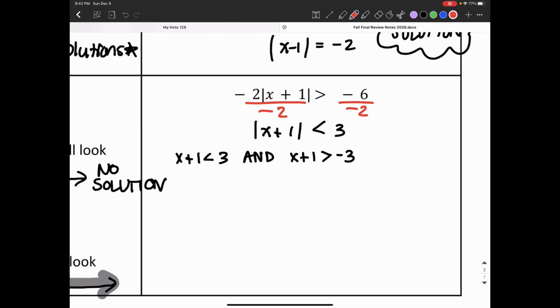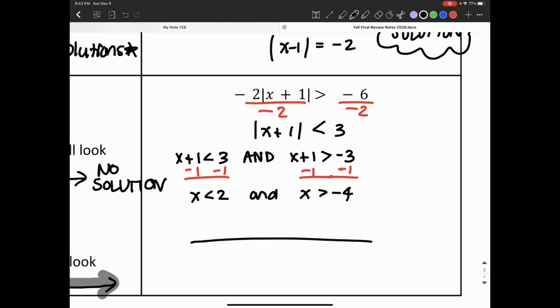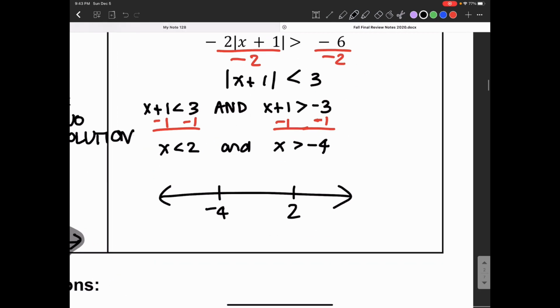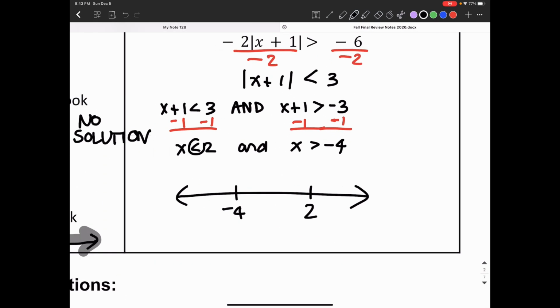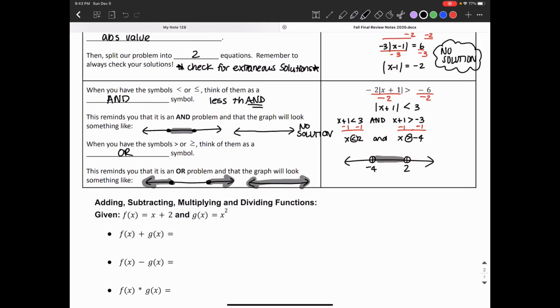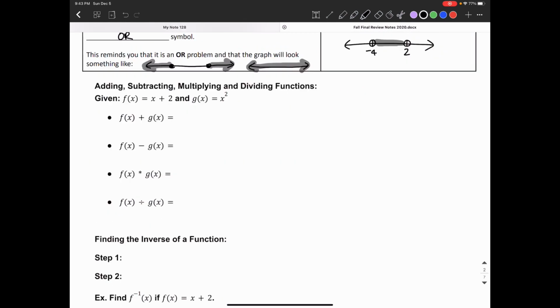From there, I'm going to subtract 1 on both sides from both of these inequalities, and I'm going to get x is less than 2 and x is greater than negative 4. And then I'm going to graph this. So I have negative 4 and 2 on a number line, and it says less than and greater than. So I have open circles on these. They're not included, and then I am shading everything in between. So all numbers in between are solutions.